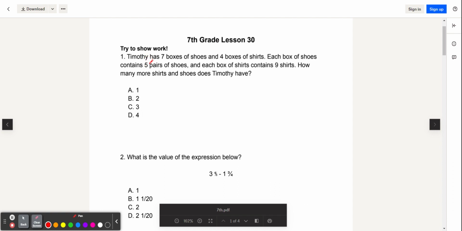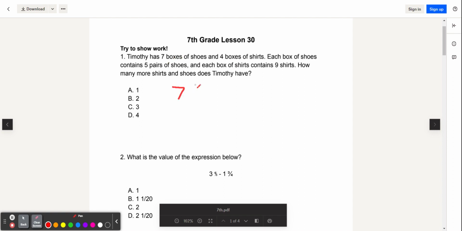So for our first problem, Timothy has 7 boxes of shoes and 4 boxes of shirts. Each box of shoes contains 5 pairs of shoes, and each box of shirts contains 9 shirts. How many more shirts and shoes does Timothy have? So first let's solve for how much of each we have.